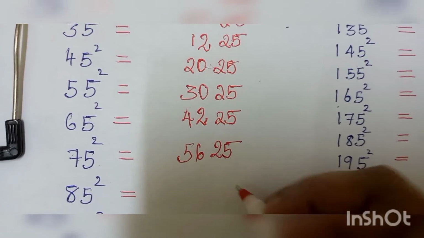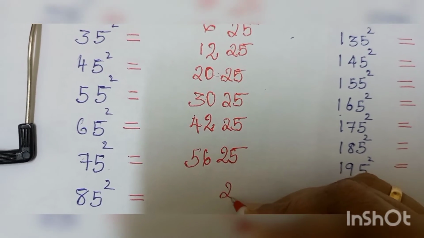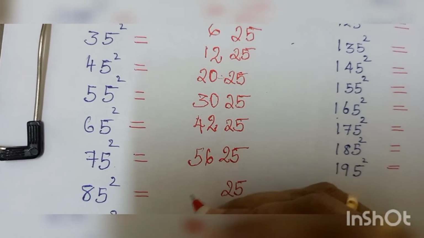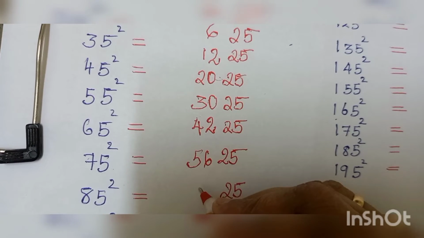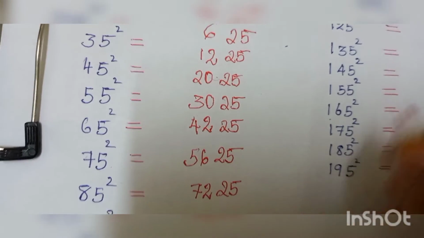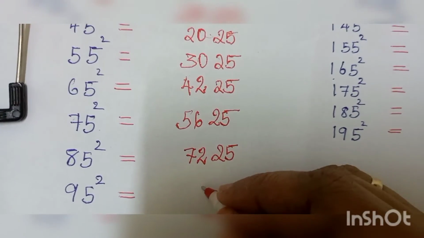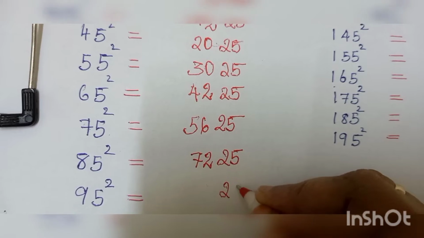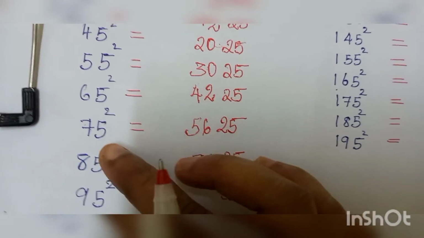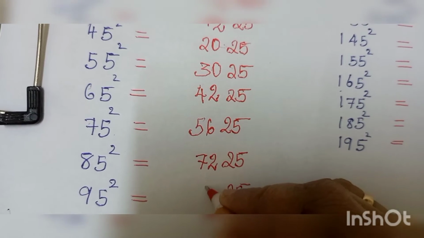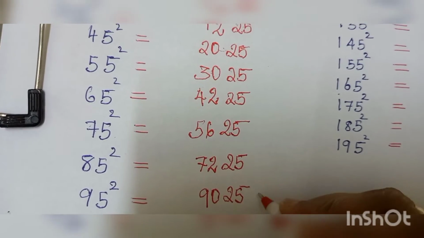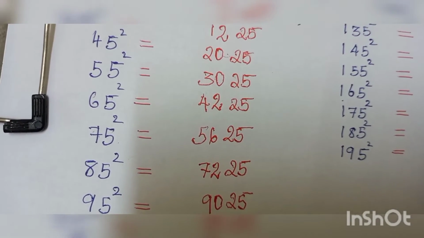85 square. So we can write 25 as usual. 8 into next number is 9. So we can write 8 9s are 72. So the answer is 7225. Then 95 square. As usual 25. 5 square you have to write 25. Then 9, what is the next number? 10. So 9 into 10 is equal to 90 we can write it. So we get 9025 we get. Okay, is it clear for you?